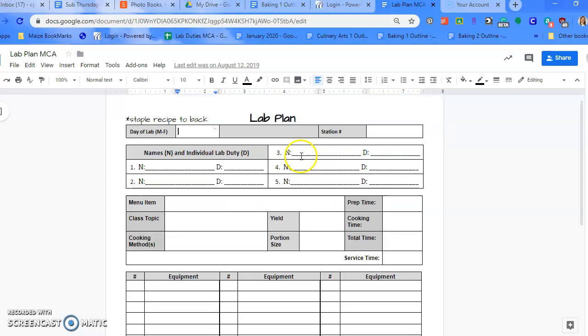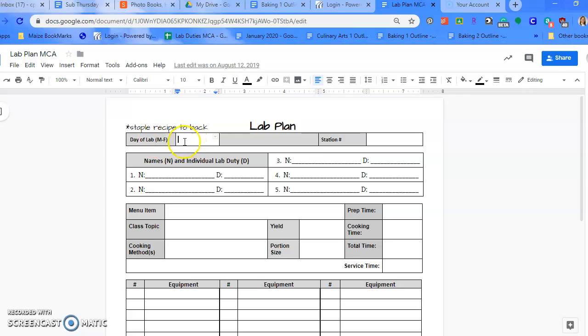So some of it is the same as Culinary Essentials. So day of lab, for example, you would have a W for Wednesday, station number 5, for example. Every person in your group, even if you're each filling one out today for practice, will go on here, and then the duty that they have. So if you've already had a lab that week, then you know what your duties are already. If they don't have a duty, make sure that you put a 0, none, NA, draw a line, because I want to make sure that you checked for each person.